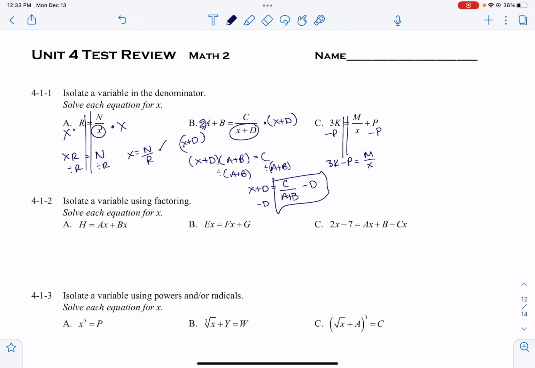X is on the bottom. To get rid of that, to move it to the top, I multiply both sides by x. So I end up with x being multiplied by 3k minus p equals m.